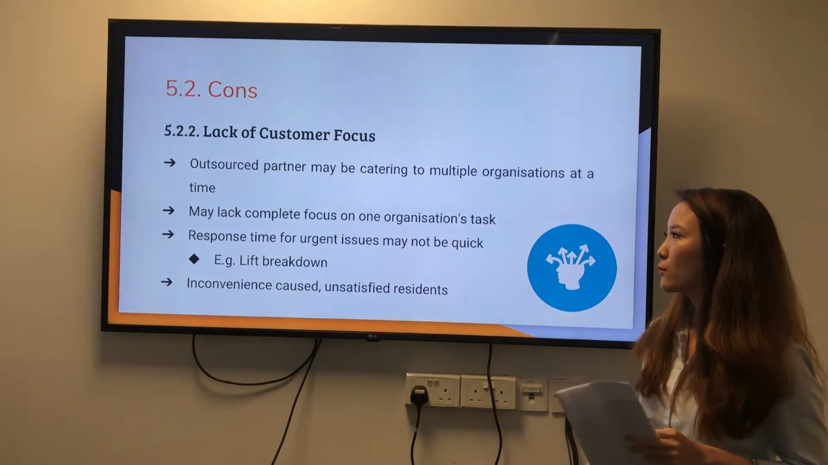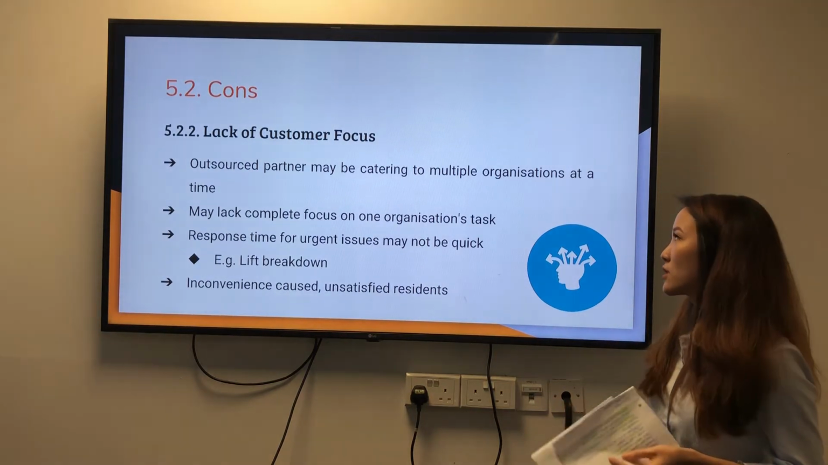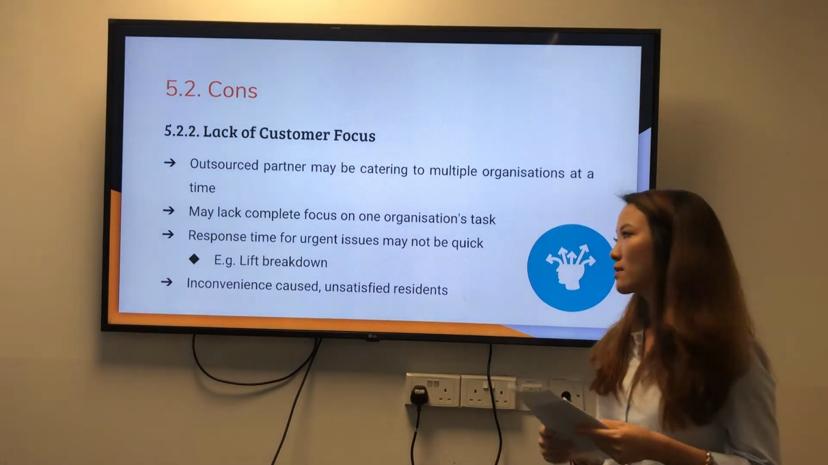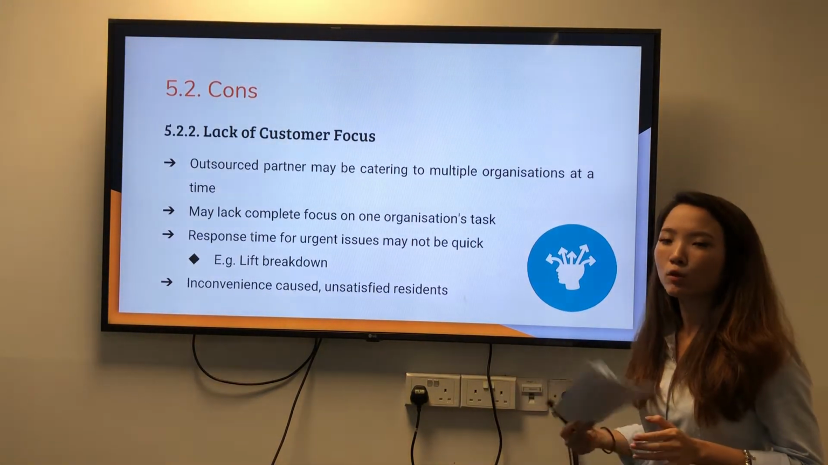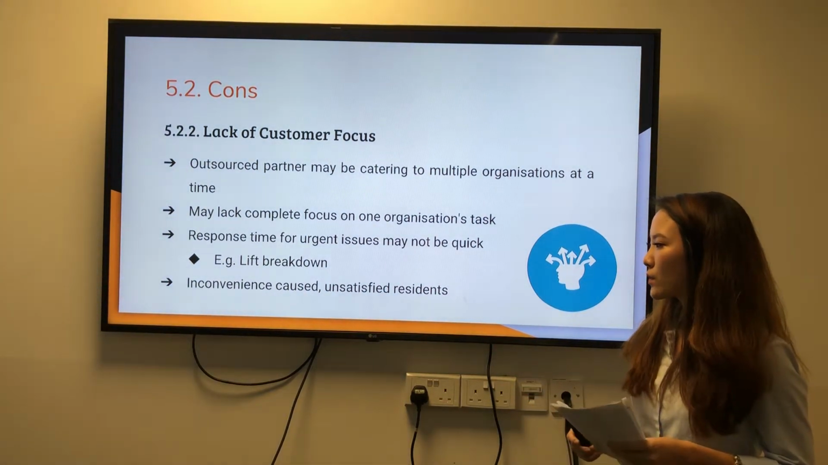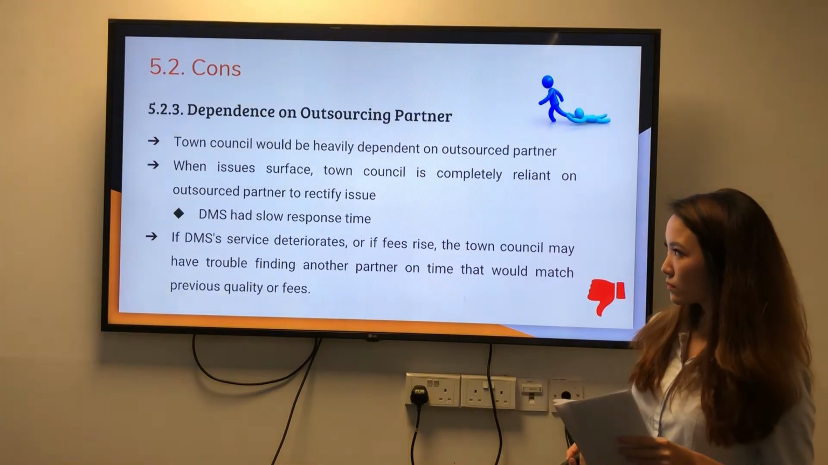Next would be lack of customer focus. The outsourced partner may be catering to multiple companies and organizations at the same time. So they may lack complete focus on one organization's task. And the response time for urgent issues may not always be quick. For instance, lift breakdown, and this will again cause inconvenience and unsatisfied residents.